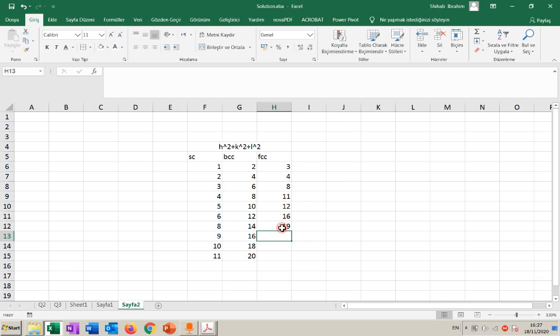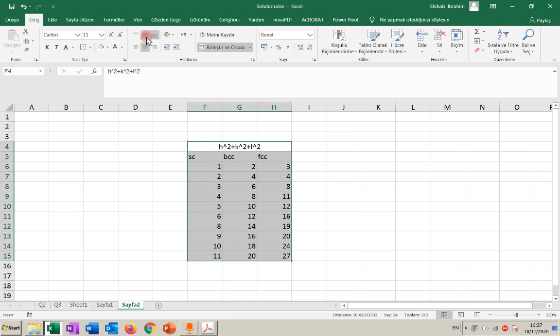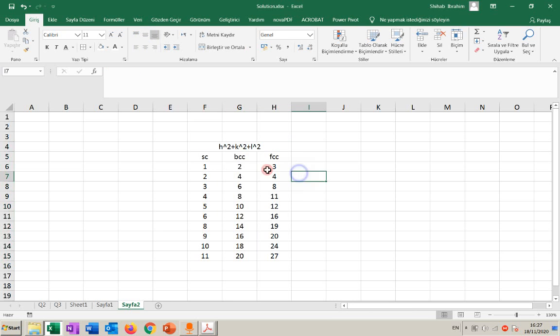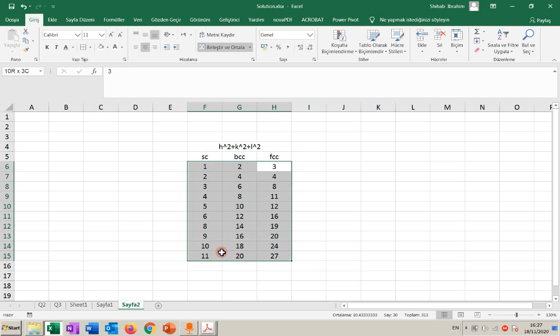So after 19 will be 20, then 24 and 27 and so on. Now we know those patterns. Those are the patterns that will help us to find the crystal structure. So if I get these patterns, I know which crystal structure I have. But how can I get this pattern? How can I find H squared plus K squared plus L squared?